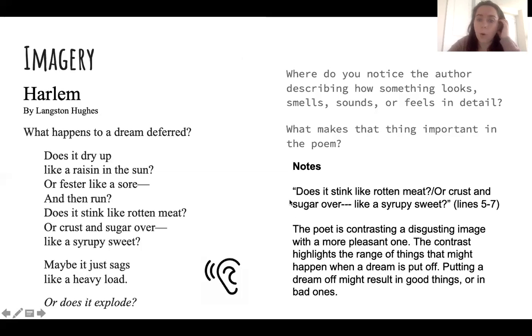So I wrote my quote, does it stink like rotten meat or crust and sugar over like a syrupy sweet? A couple of things I want to point out to you about my quote. First, I used quotation marks like you should always do. That's nothing new. Then I put in parentheses, instead of a page number, for poems you're going to put a line number. So that quote is from lines 5 through 7, so in parentheses, I wrote lines 5 through 7. You should do that same thing with your quotes from Still I Rise.